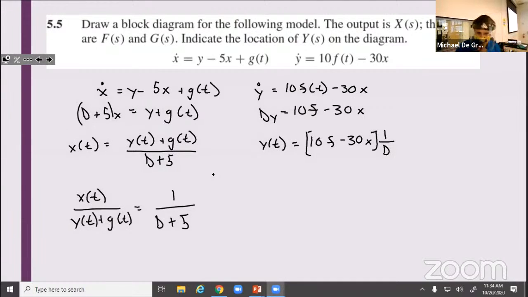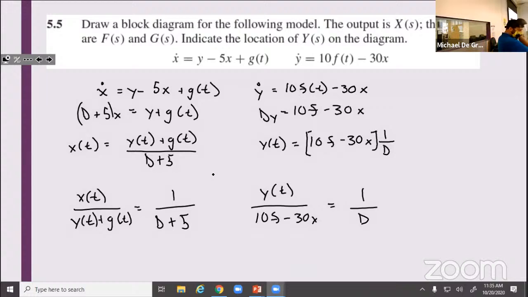Now, a couple people did this and ended up with a secondary feedback loop, which is not incorrect, right? But also not necessary. I'm going to stop short on this transfer function as well. Hey, what's that 1 over d? What's special about 1 over d? Integrator, there it is. It's an integrator. Okay, so what do we do from here?